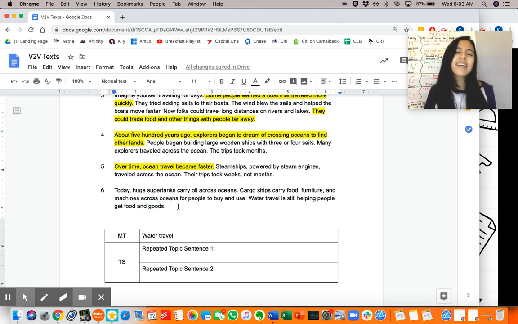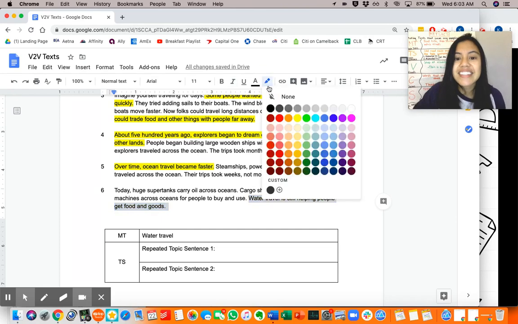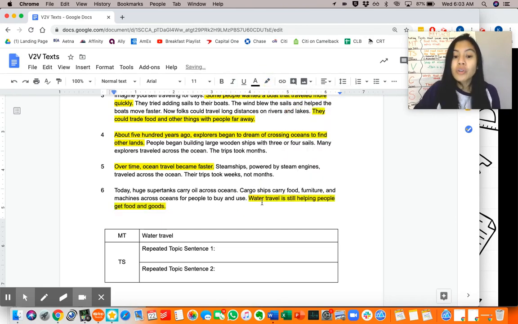Rockin' readers, take another minute to stop and think. What do you think is the topic sentence that is most important to the text and tells me what this paragraph is mostly about? Tell me. Right, this was a bit tricky, but if you picked the last sentence, go ahead and give yourself a pat on the back. Nice work, scholars. Yes, the last sentence, again, concludes why water travel, which is my main topic, is important. It is still helping people get food and goods.